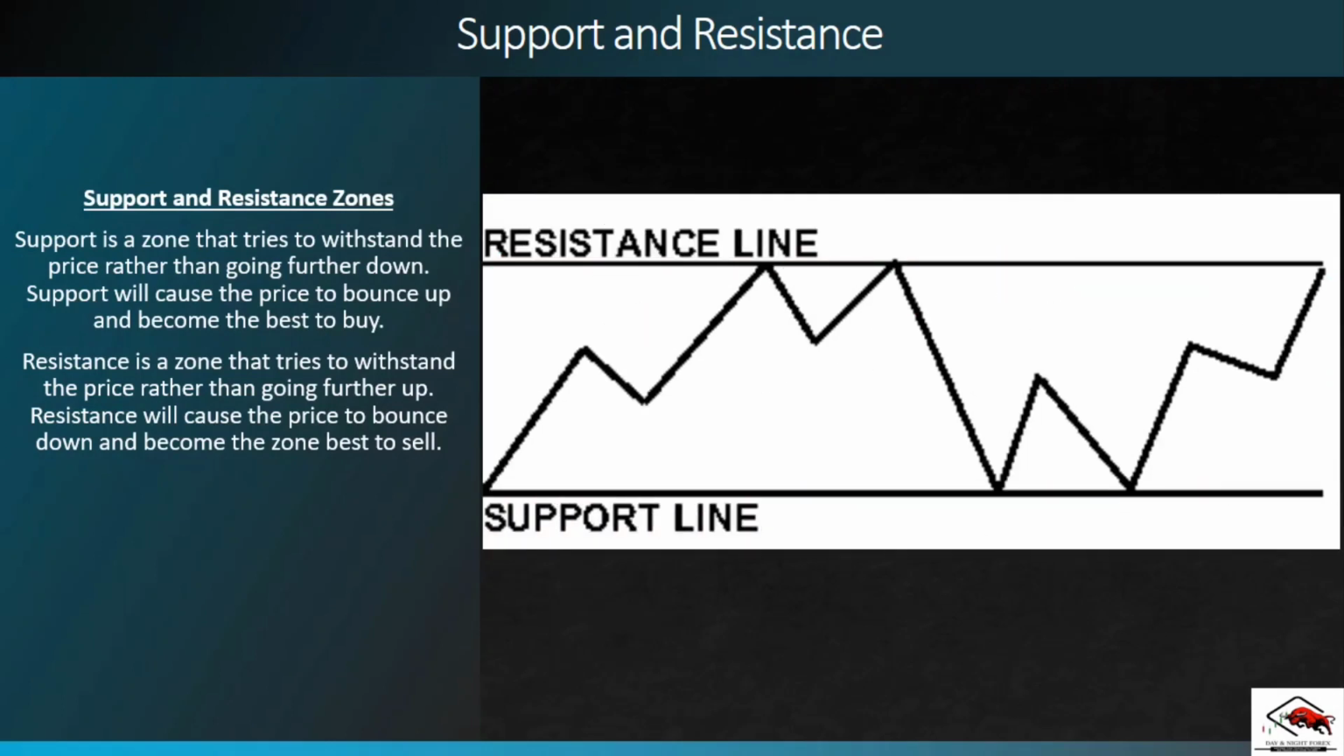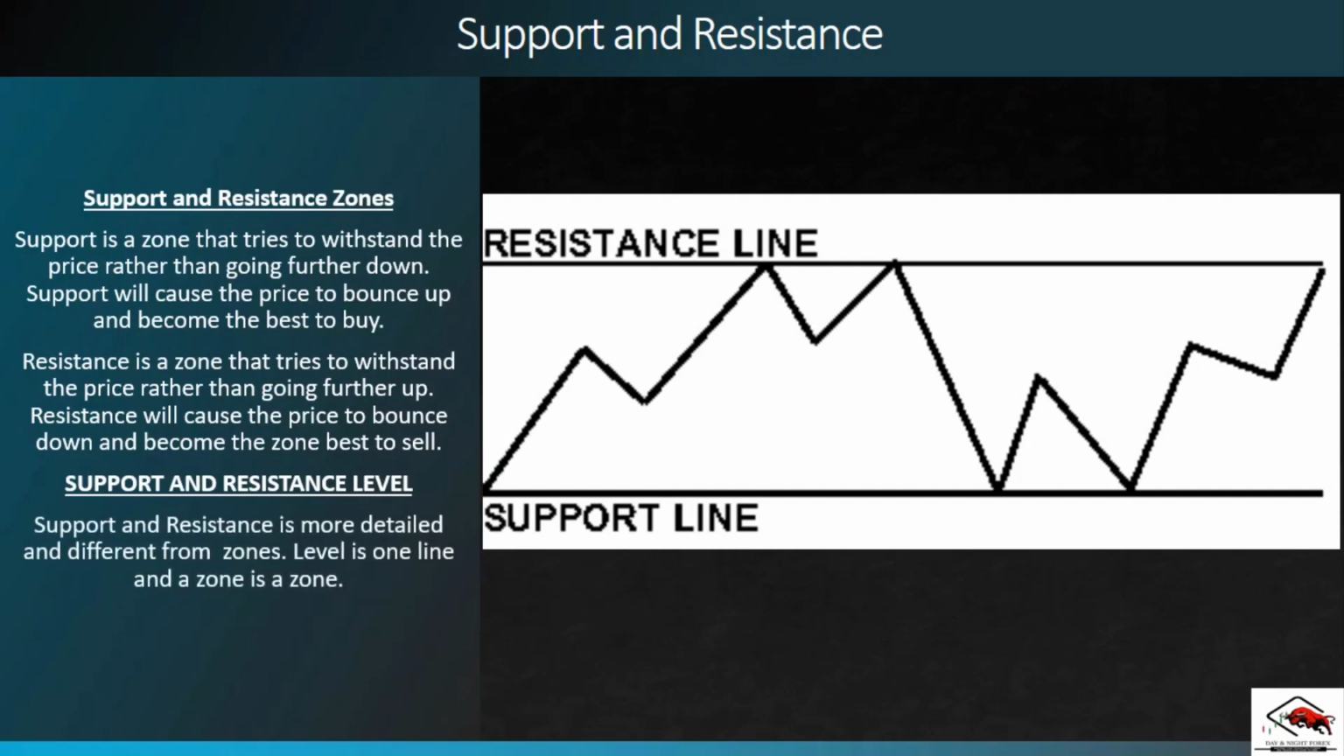Now let's talk about the levels themselves, the support and resistance levels. Support and resistance levels are more detailed and different from the zones. Remember, the zone is a larger area, but a level is more detailed to the price. It is a level where the market has had more touches either to the upside or to the downside, and the market cannot break through those support and resistance levels. So a level is one line and a zone is a zone, right? It covers a thicker area.